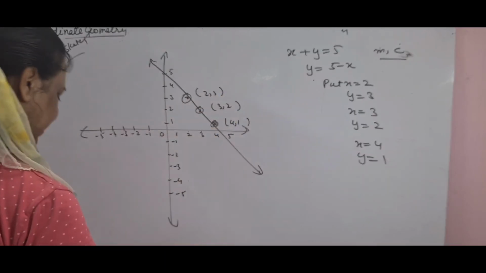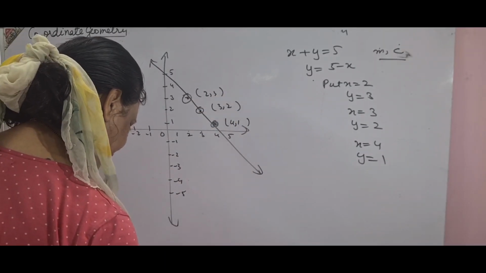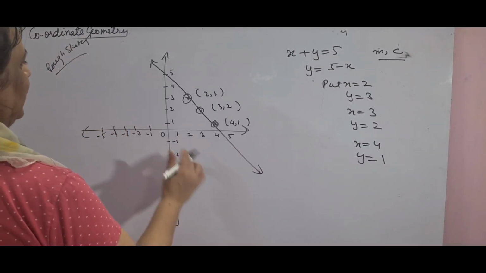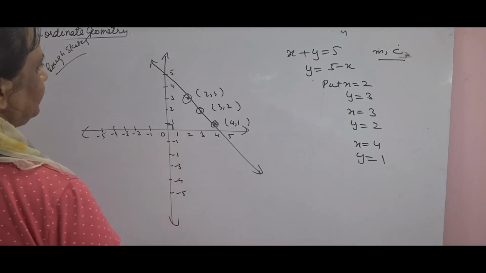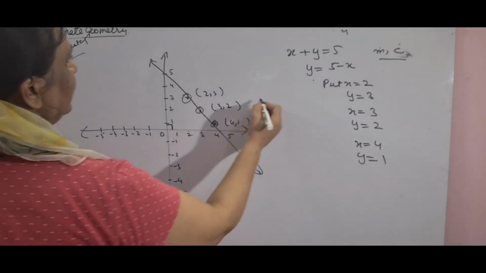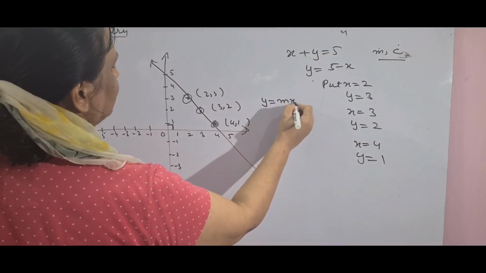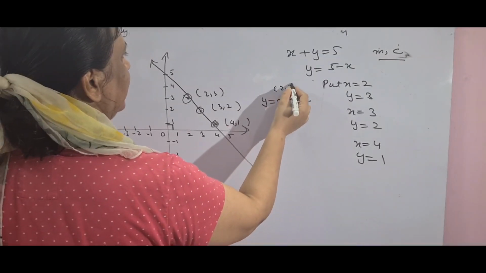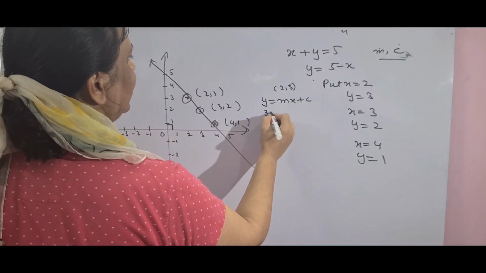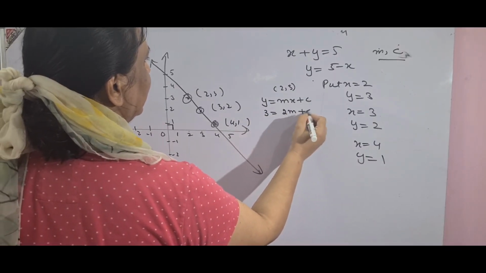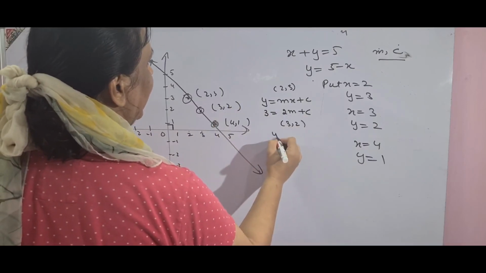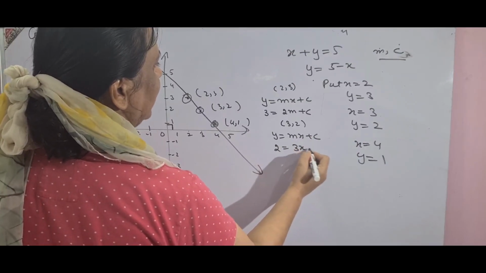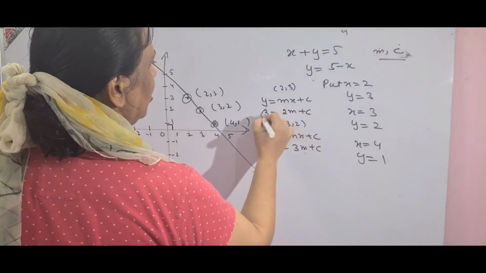And then he says: on graph paper, draw, find the inclination and y-intercept of the line. You have to find the inclination and y-intercept. Very simple, children. To find the inclination, y is equal to mx plus c, and you take the point 2, 3. So in place of y 3, in place of x 2, 2m plus c. Next point you take 3, 2. Again y is equal to mx plus c, in place of y 2, in place of x 3, 3m plus c. Solve the equations simultaneously.